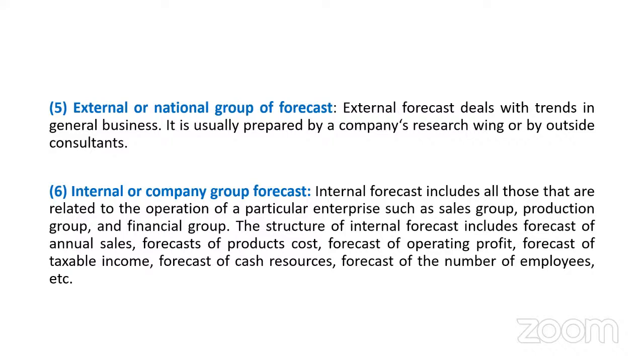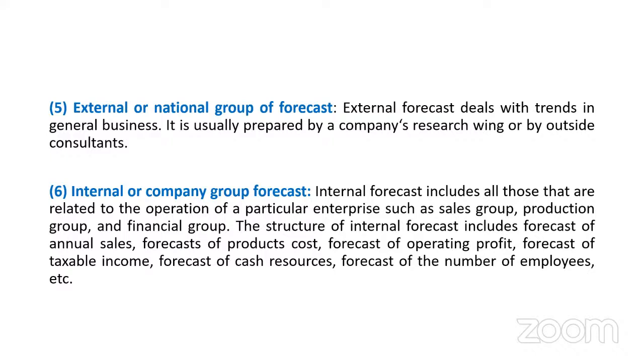External or the national group forecast and internal or the company group forecast. So that means external forecast and internal forecast. If you consider the external concept, that is the national point of view. If you take the internal concept, that is inside the company or the group of companies that we have to take into account. External forecast deals with the trend in the general business. It is usually prepared by the company's research or by outside consultants.